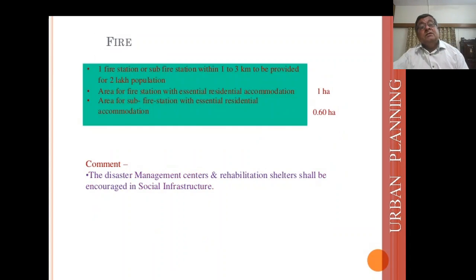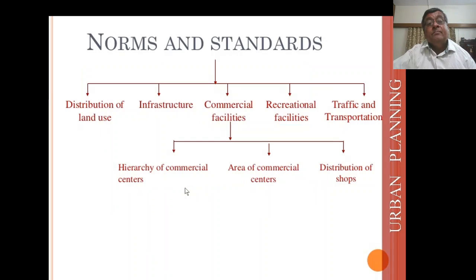Now firefighting station, one fire station or substations within 1 to 3 km to be provided for 2 lakh population. And area for fire station with essential residential accommodation should be 1 hectare. And area for sub fire station with essential residential accommodation should be 0.60 hectare. Comment, conclusion or suggestion. The disaster management centers and rehabilitation centers shall be encouraged in social infrastructure.